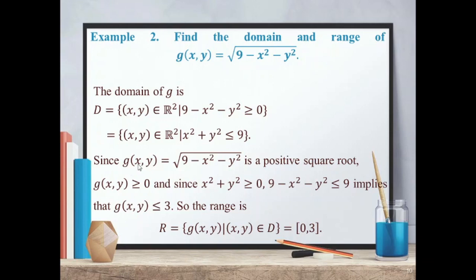Again, since g of x, y is equal to square root of 9 minus x square minus y square, it is the positive square root, so the range can't contain negative real numbers. Therefore g of x, y is greater than or equal to 0. And since x square plus y square is always non-negative, 9 minus x square minus y square cannot exceed 9. This implies that g of x, y is less than or equal to square root of 9, that is less than or equal to 3.